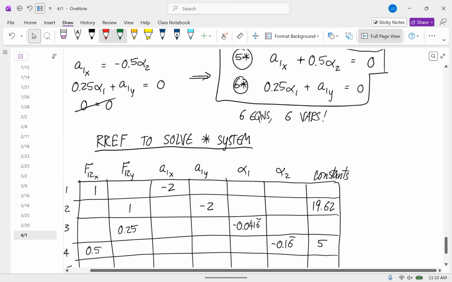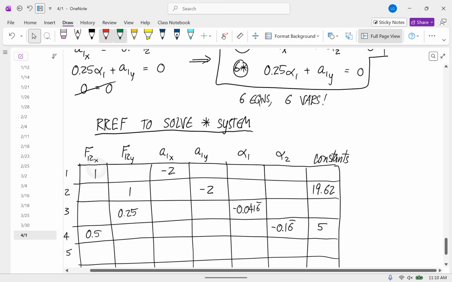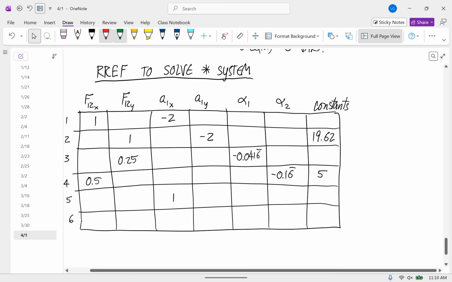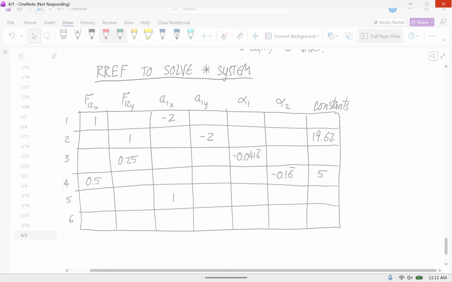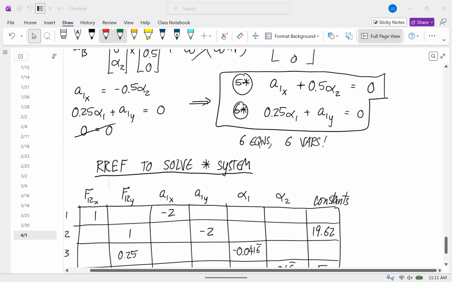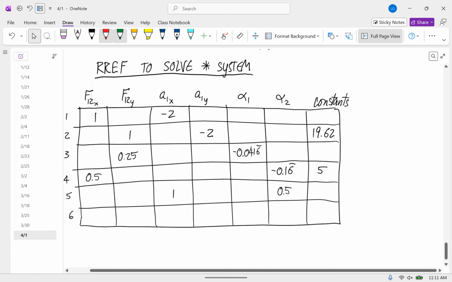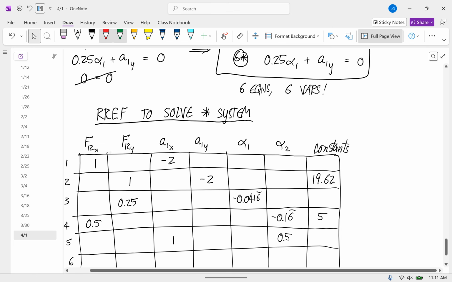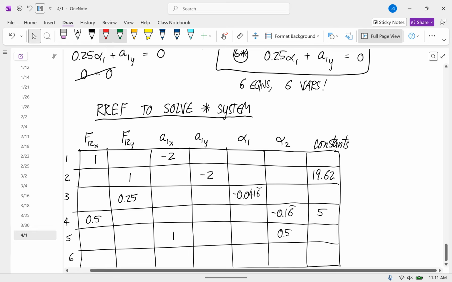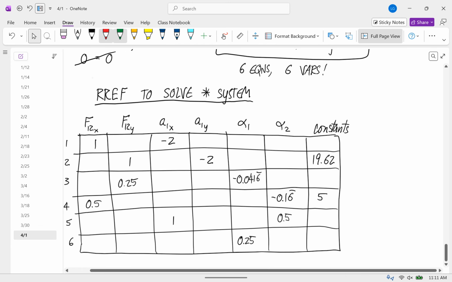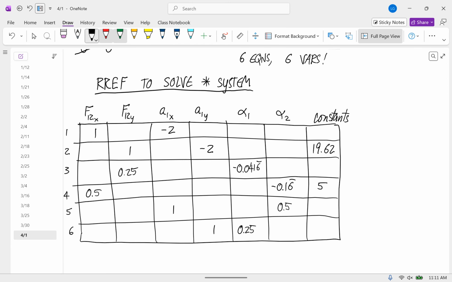And now we're on the constraint equations. Equation 5, A1X, we have 1. Alpha 2, we have 0.5. And then for equation 6, alpha 1, we have 0.25. A1Y, we have 1. Everything that's not filled in is a 0.